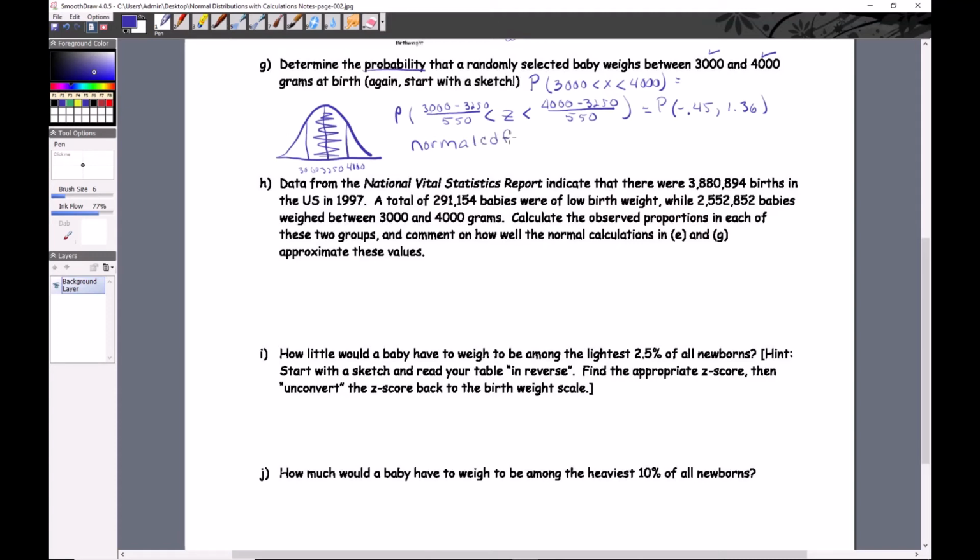like so, the lower bound is negative 0.45, and your upper bound is 1.36. And you just put it in your calculator like that, and you get a fairly large proportion, 0.5867. So almost 60% of that curve is taken up with babies between those two weights. Pretty wild, huh? So letter H here just is going to ask us to compare real data with these models.